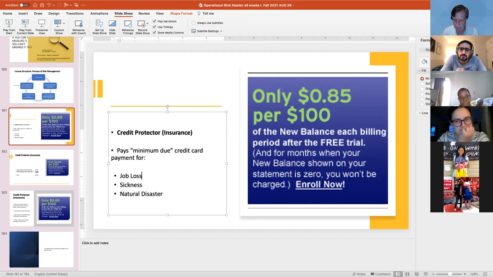Then there's sickness. You need a note from the doctor. Now, COVID would be perfect for that. For all of them. It seems like everything that happened there would have made you eligible for Credit Protector, right? What about the storm last night? Oh, natural disaster. That's right. You could make the case that I can't go to work, or the business that I work at is flooded and it's going to be closed for I don't know how long. You could make a claim there.